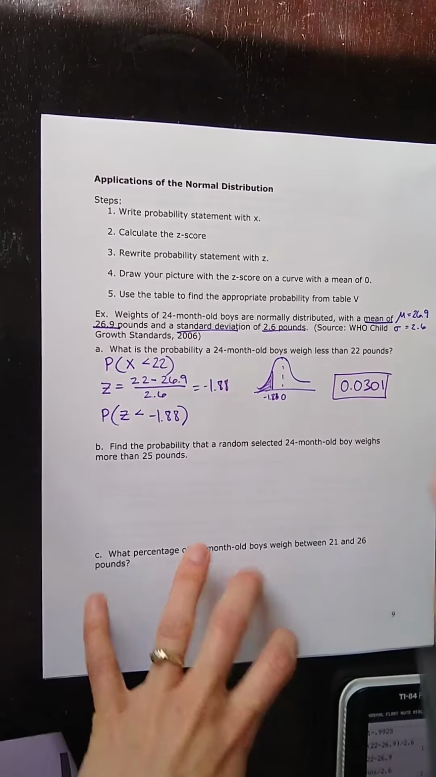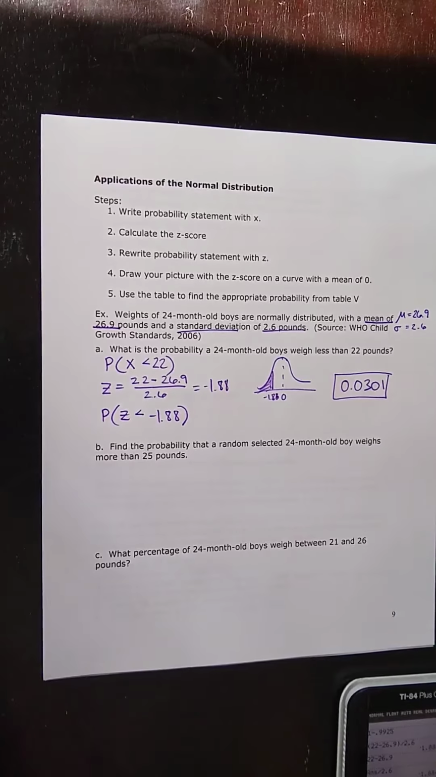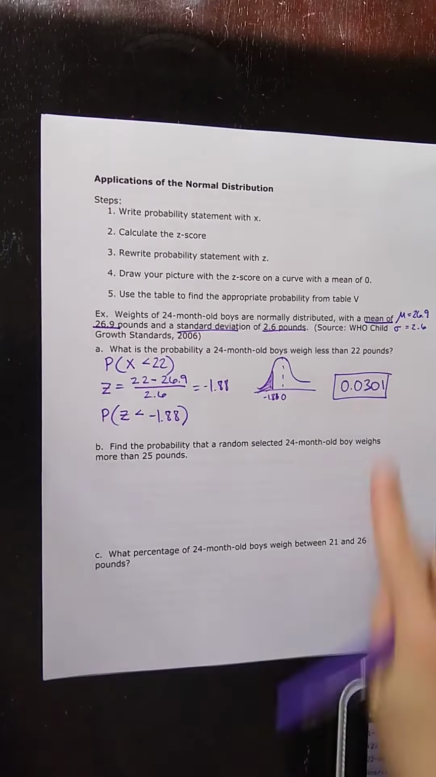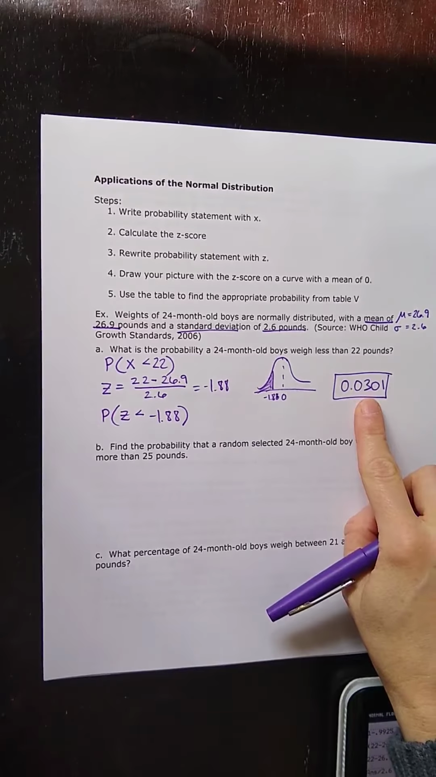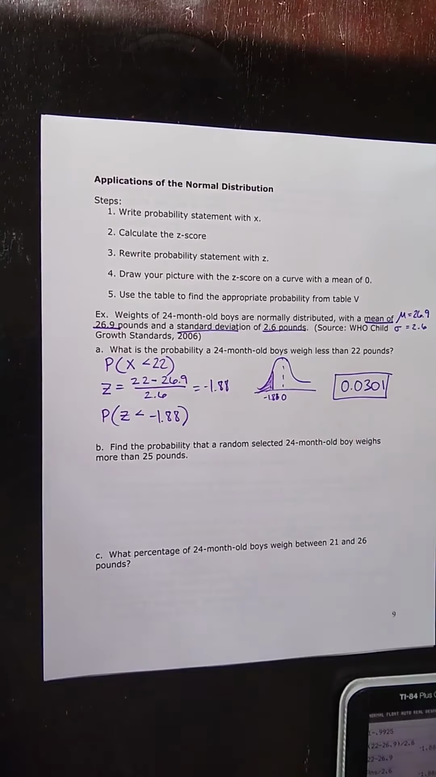So if you wanted to answer this in words, since it's an application now, the probability that a single 24-month-old boy would weigh less than 22 pounds is 3.01%. So it's pretty unlikely, right? Less than 5%. It's a small chance.